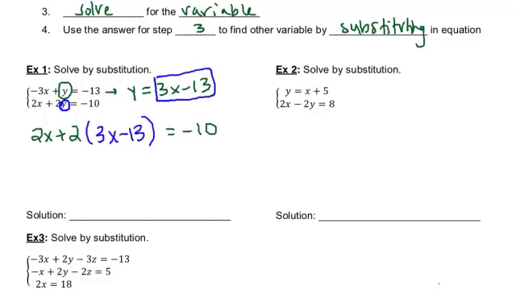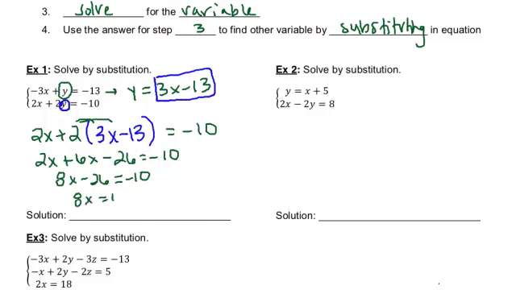So then we just solve for x. So first we need to simplify by distributing. So we have 2x plus 6x minus 26 equals negative 10. We can combine our x's, so 6x plus 2x is 8x. Then we can add 26 to both sides, so that gets us 8x equals 16. We divide by 8, we get x equals 2.